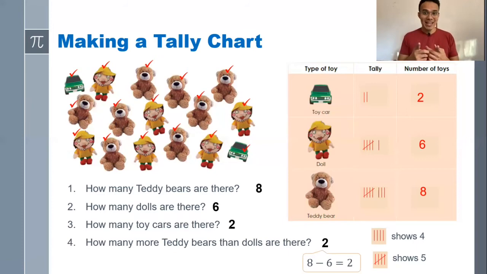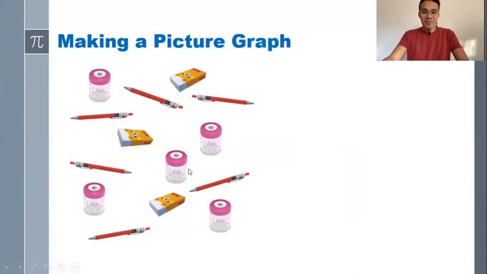Did you get that? I hope you are able to get the point here. I hope that after this lesson, you will know how to do your own tally chart. This time, I'm going to teach you how to make a picture graph. Again, a picture graph is just a graph with pictures, just like that. And I'm sorry to say this is already the last part of our video.